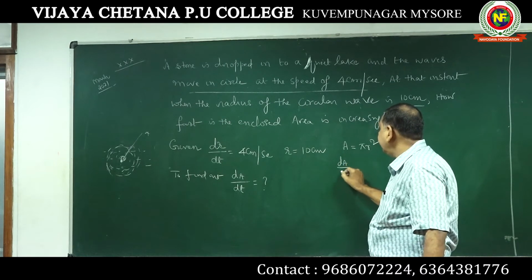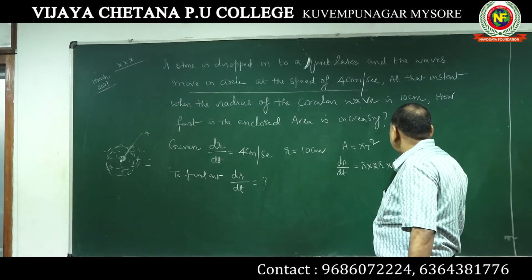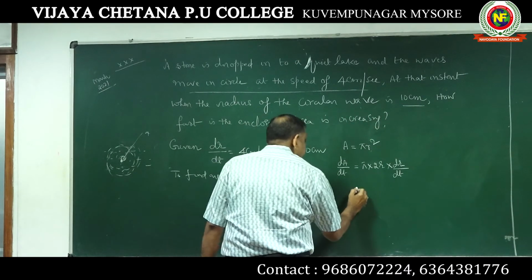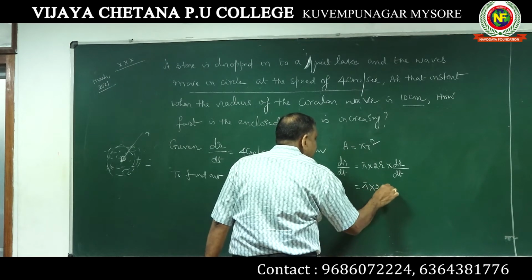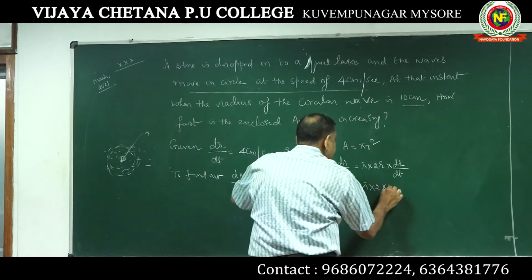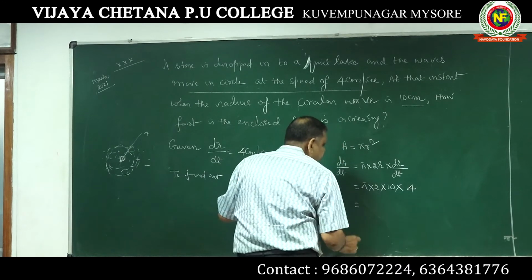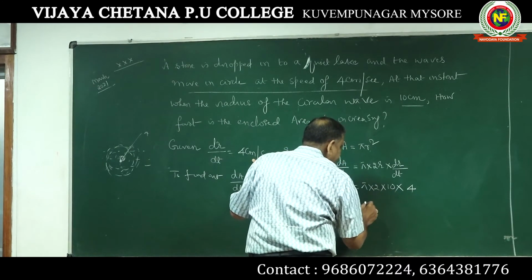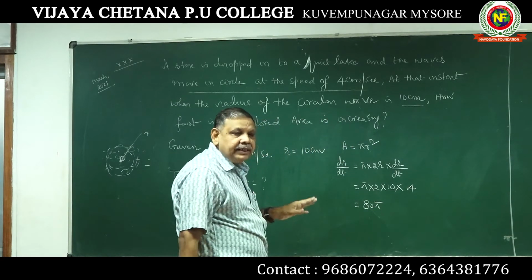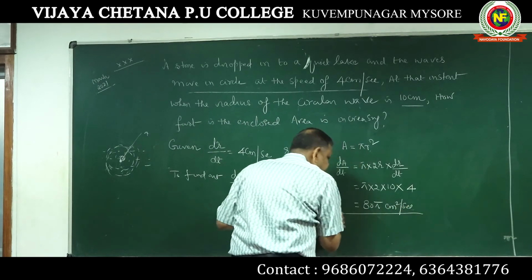Differentiate with respect to t. dA by dt is pi into 2r into dr by dt. Implicit function, r is a variable, so 2r into dr by dt. Pi is given, 2 is given, don't substitute for those. R is the radius, what is the radius? 10 centimeters, into dr by dt, which is 4 centimeters. 2 into 10 into 4 is 80. 80 pi centimeters square per second. You should write the unit, because it is area.